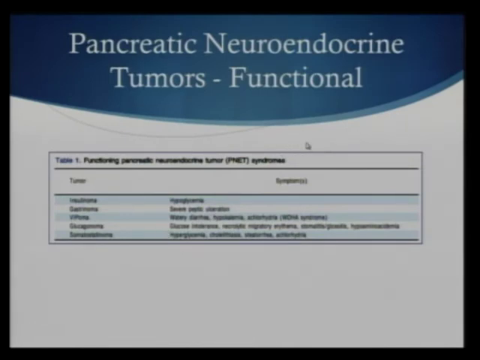Neuroendocrine tumors, as you know, come in two different types, the functional and non-functional. We'll talk about the functional first. So, five main types. You have the insulinoma, with symptoms of hypoglycemia; gastrinomas; VIPomas, the WDHA syndrome, or watery diarrhea, hypokalemia, achlorhydria; glucagonoma, with glucose intolerance, necrolytic migratory erythema, hypoaminoacidemia; and somatostatinoma, with steatorrhea, achlorhydria.